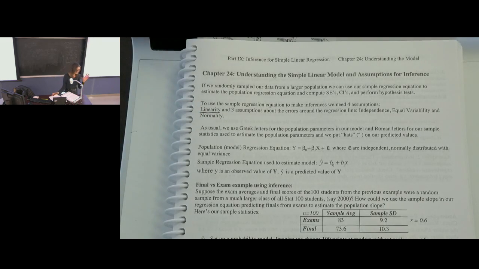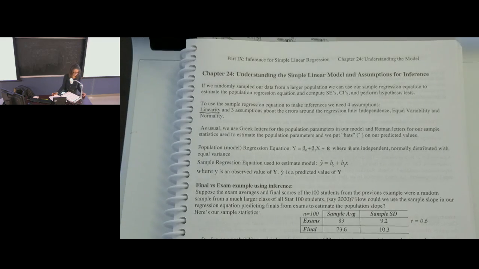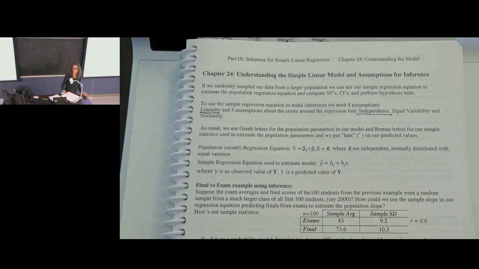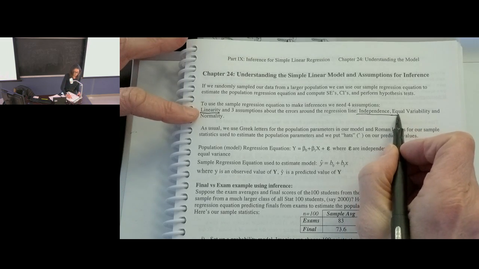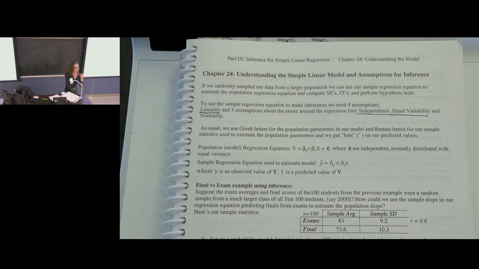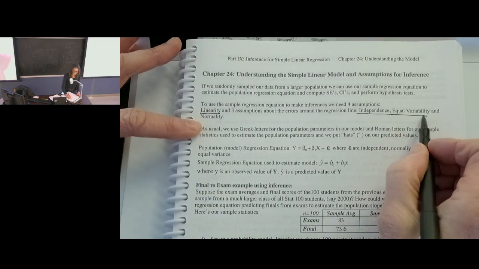Then we have to make some assumptions about the errors around our regression line. They're the usual ones of independence. You don't want one error to depend on the next error. We don't want them linked to each other. We want independent random draws. Another one is equal variability around the regression line. We don't want huge errors around part of it and then tiny little errors around another part of the line. And then finally, normality, which is what we just saw.